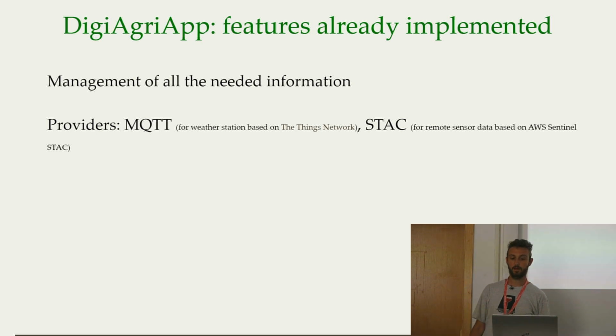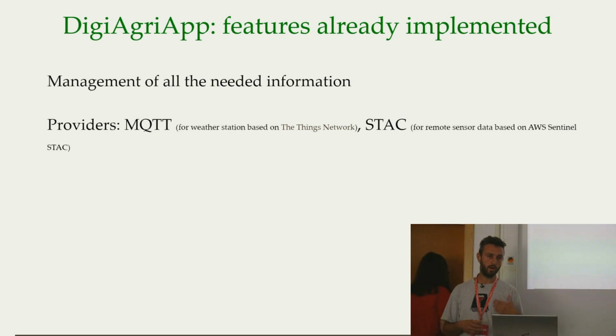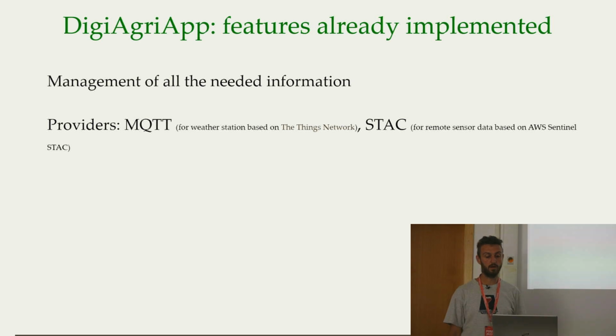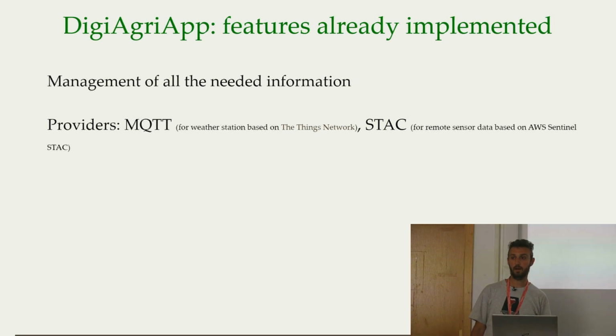And the other one is the STAC one for remote sensing. So STAC is quite a useful format to query and download remote sensing data. And right now we implemented the AWS services from Sentinel, and you can get all the data from those services and make some indexes, right now NDVI and VI, and store this information in your database.